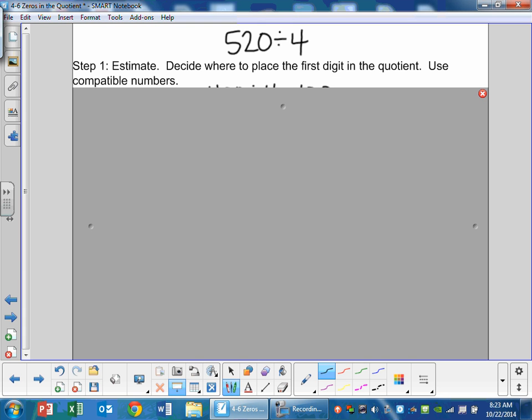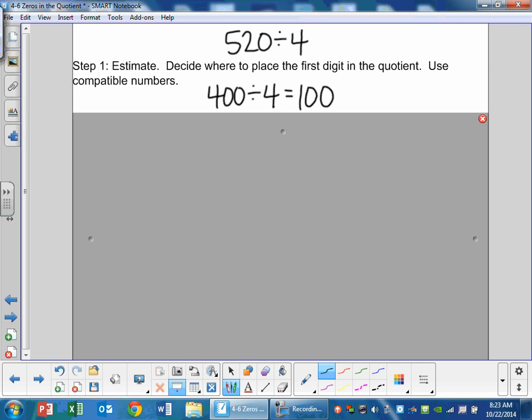And then write down step 1. Estimate. Decide where you're going to place the first digit in the quotient. Use compatible numbers if you need to. That's why we spend so much time on estimating and using compatible numbers. I know that 5 is not divisible by 4, but I know that 5 is fairly close to 4, so I'm going to use the compatible numbers, the basic fact, 4 divided by 4. So 400 divided by 4 is 100.